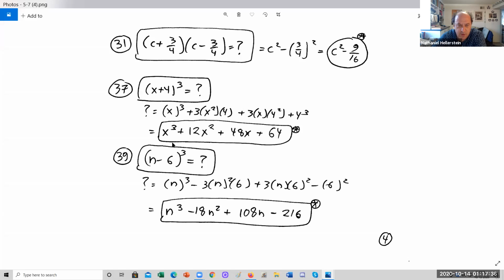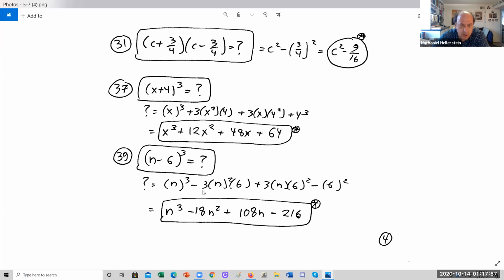We have a cube of a difference, and there it's cube minus 3 times a squared b plus 3ab squared minus b cubed. And this should be a cube, not a square. I'll make a note of that. I shall correct this in the Canvas notes later.